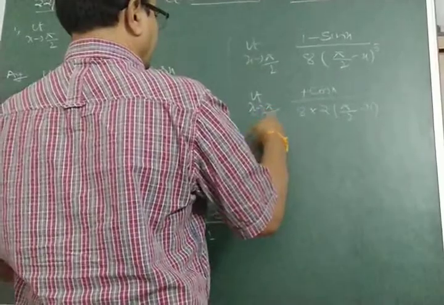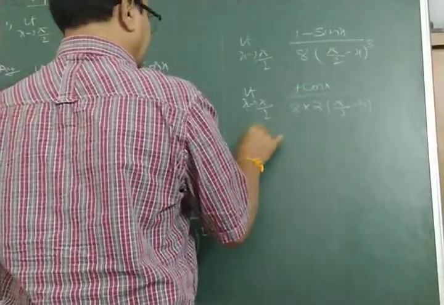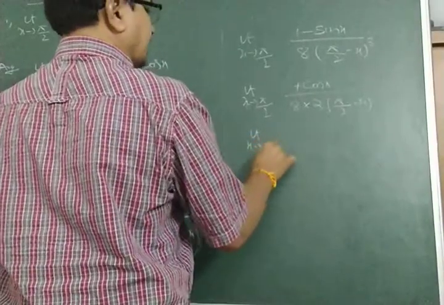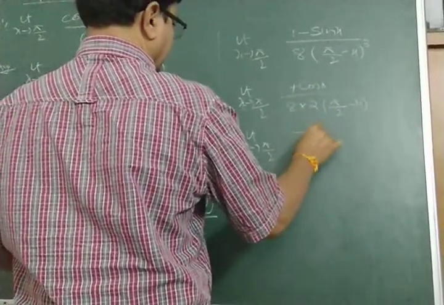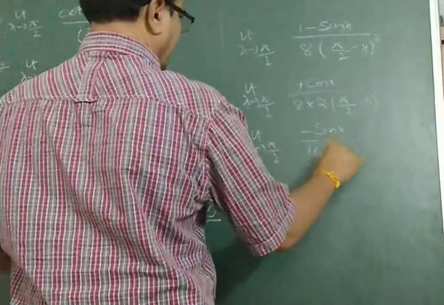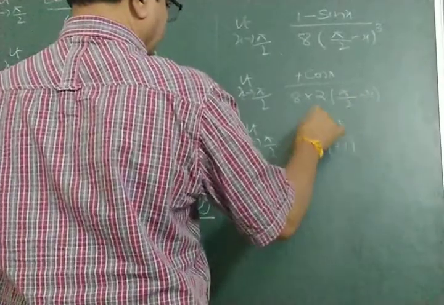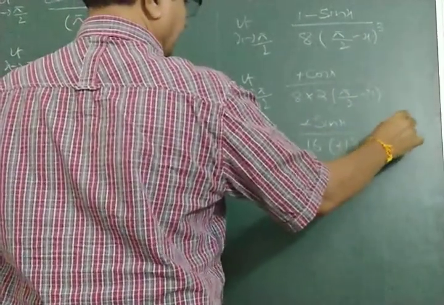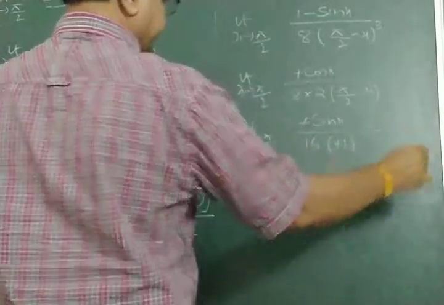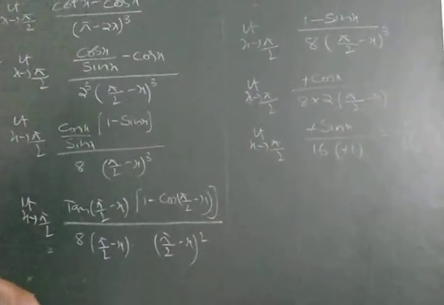Now when we substitute pi by 2, it is 0 by 0. So again we apply L'Hospital rule. The derivative of cos x is minus sin x by 16 into, pi by 2 minus x is 0, minus x means minus 1, minus minus is plus. Limit x tends to pi by 2, sin 90 is 1, so 1 by 16 is the answer.